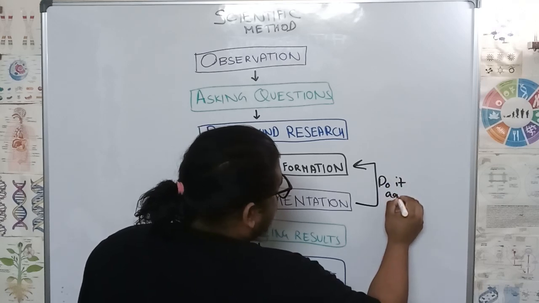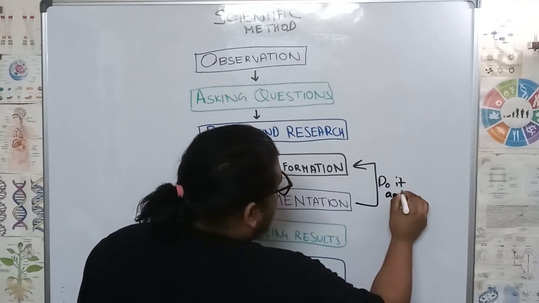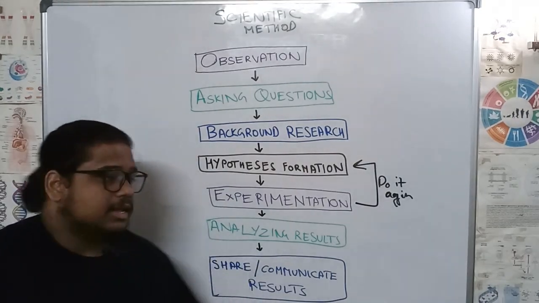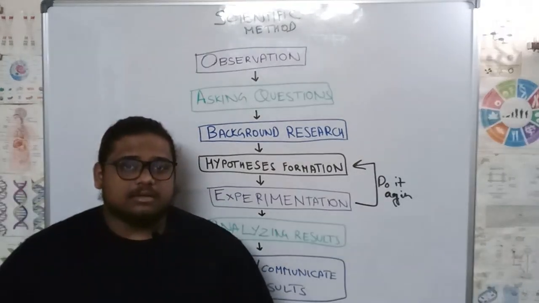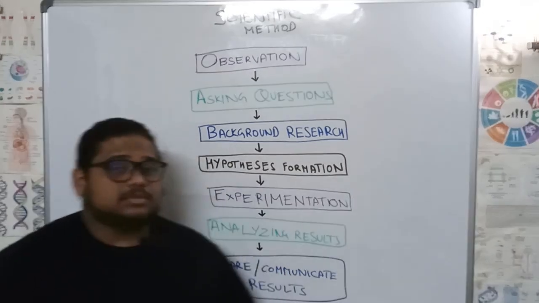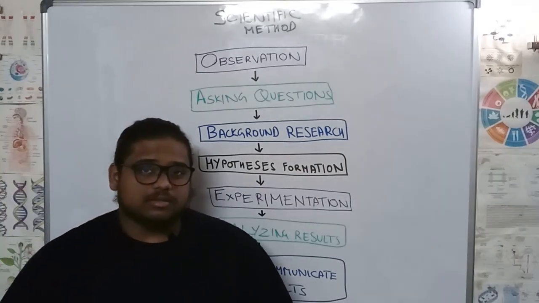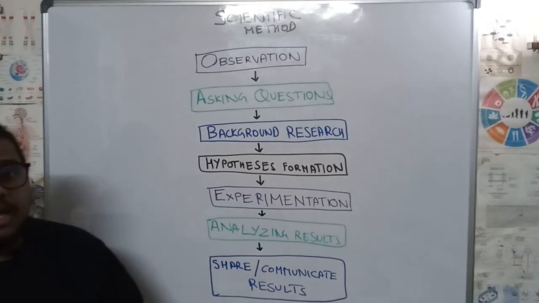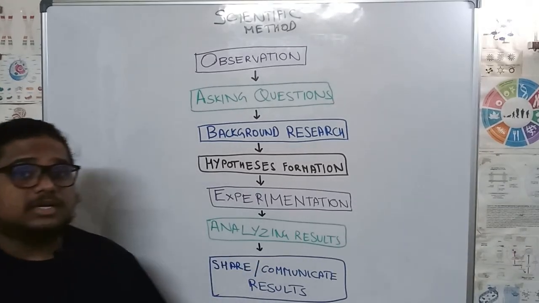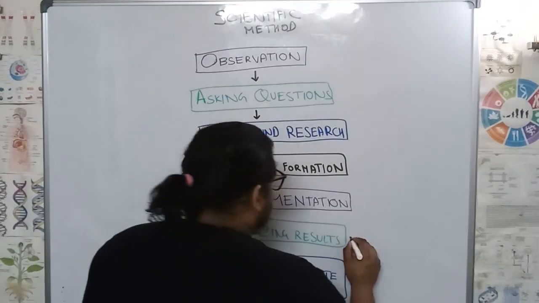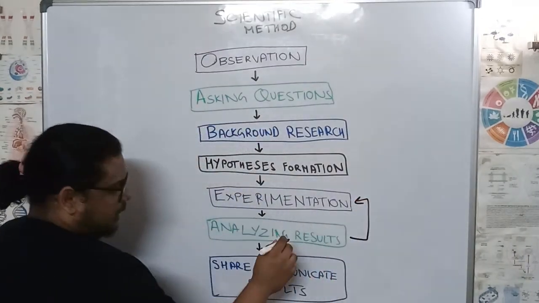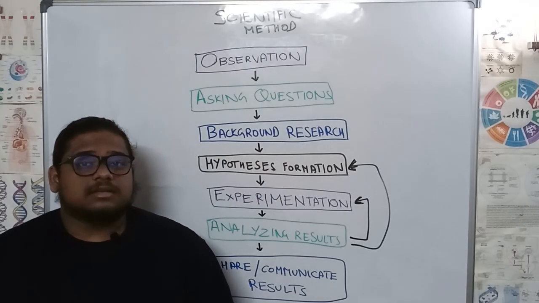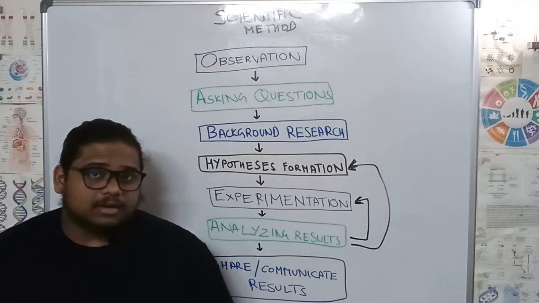They do it again. That is, they make different hypotheses again, and they test them again with different experiments. Sometimes the experiments do not go according to plan. So after analyzing the results, if scientists think that the experiment has to be done again, they repeat this step, which is experimentation. They design new experiments and do it again. So the scientific method is flexible. Many steps can be repeated many times.